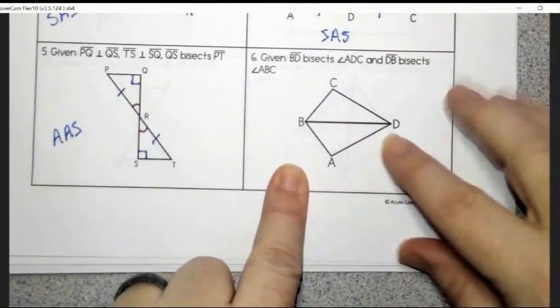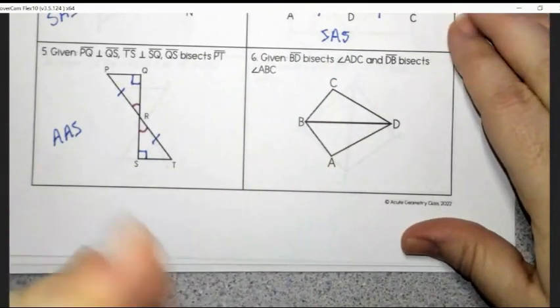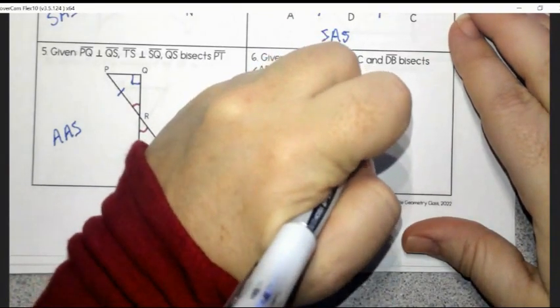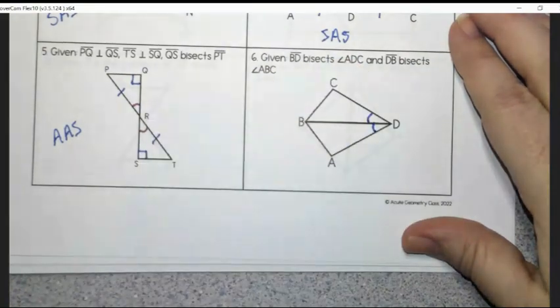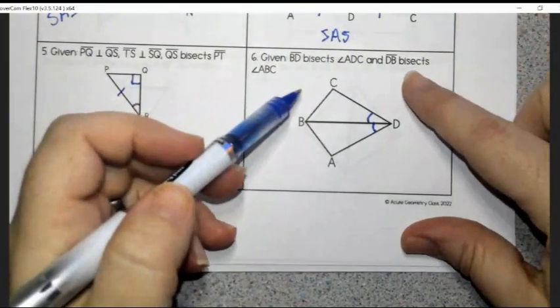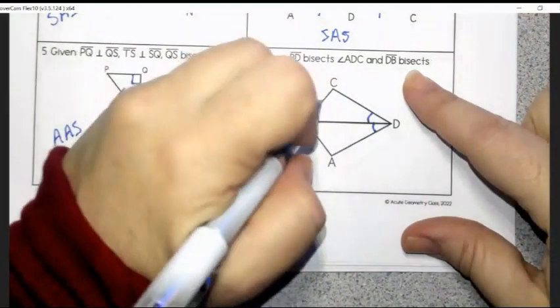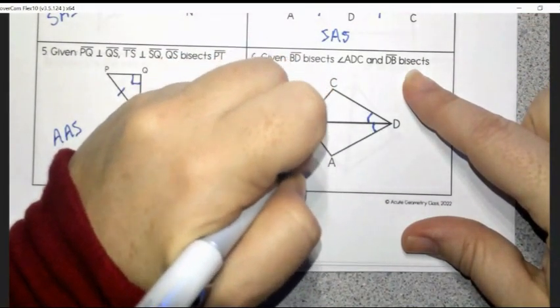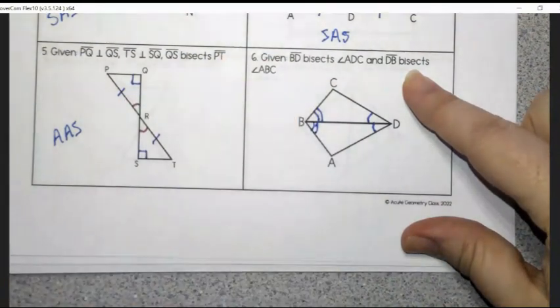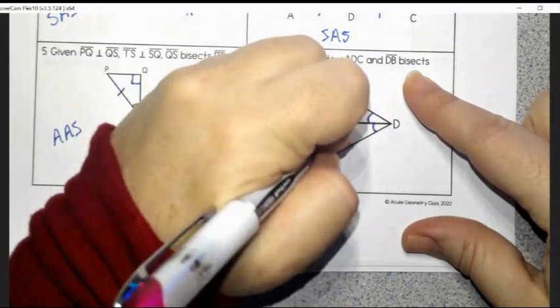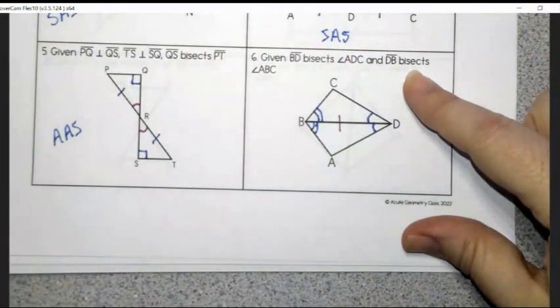If BD bisects angle ADC, that means this line is cutting this angle into 2 equal pieces. So we can mark it like that. Then it says DB bisects angle ABC, that's this angle. So I can mark those two are the same. Okay, with 2 arcs. And that's it for the given information, but you should see that we can use the reflexive property that each triangle shares that side.